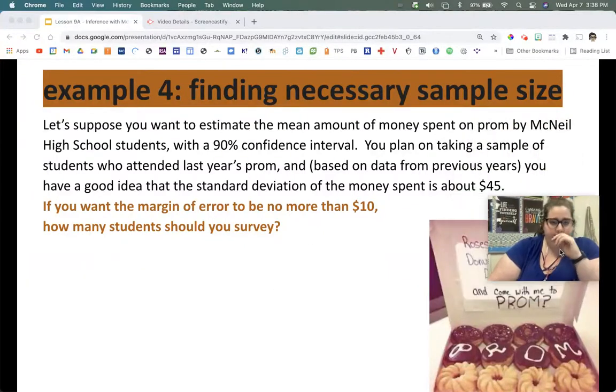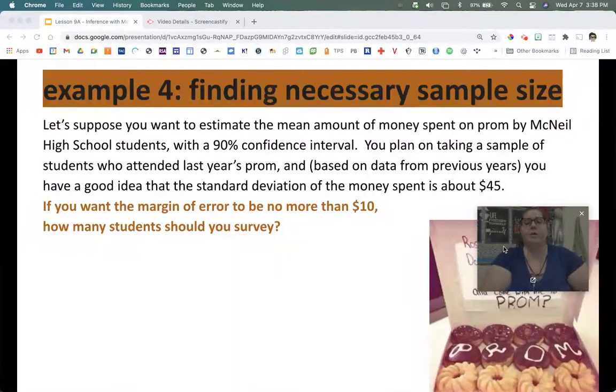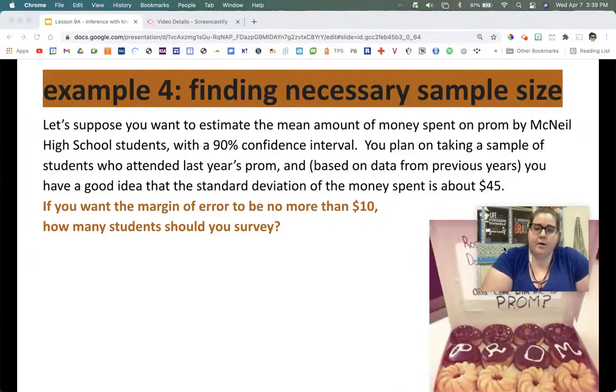So let's suppose you want to estimate the mean amount of money spent on prom by McNeil High School students with a 90% confidence interval. You plan on taking a sample of students who went to last year's prom, and based on data from previous years, you have a good idea that the standard deviation of the money spent is about $45. If you want the margin of error to be no more than $10, how many students should you survey?